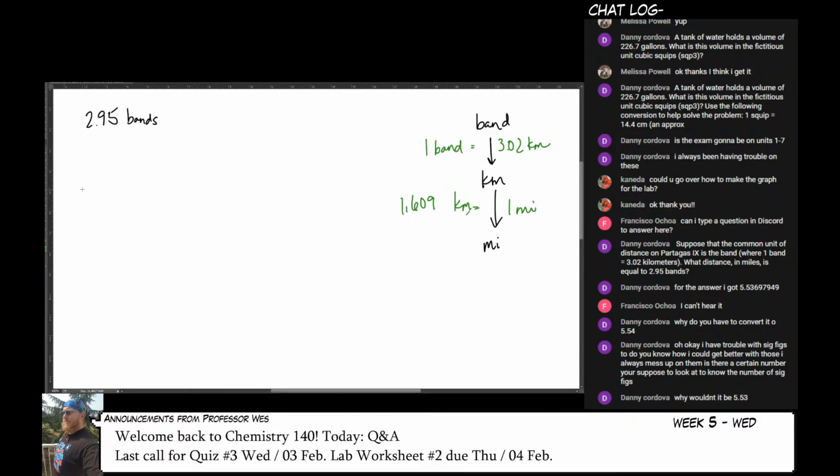Why wouldn't it be 5.53? Because for 5.53, the next digit is 6, and that's 5 or greater, so you round up to 5.54.